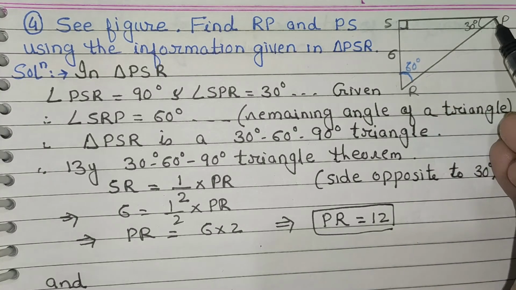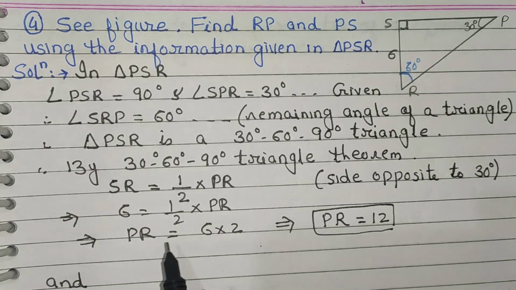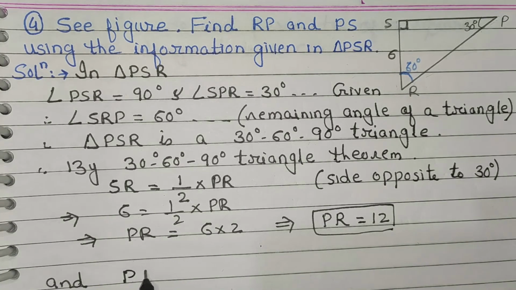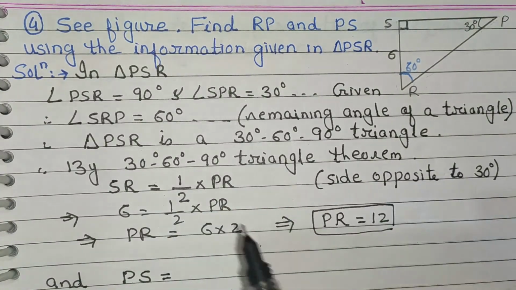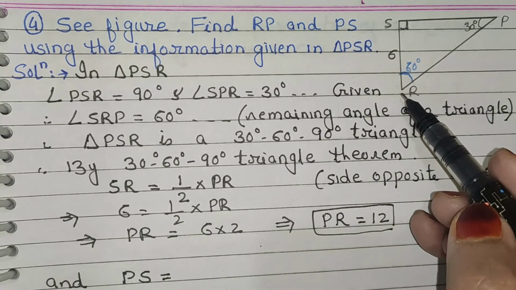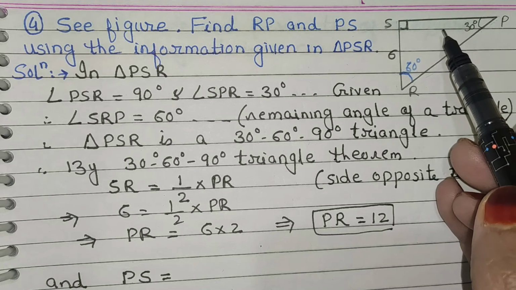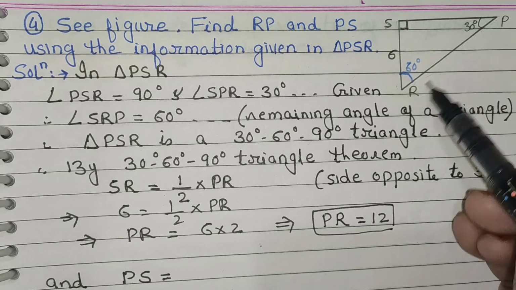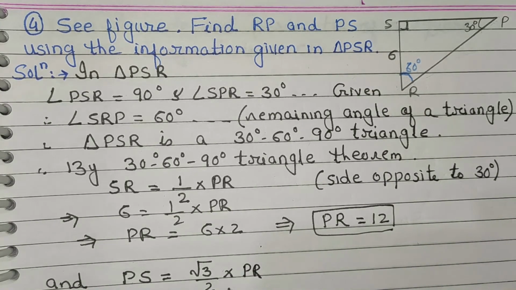PS, it is opposite side to 60 degree. Therefore, PS, now we know that by property of 30, 60, 90 degree triangle theorem, side opposite to 60 is equal to root 3 upon 2 into hypotenuse means PR. Therefore, write down here root 3 upon 2 into PR.